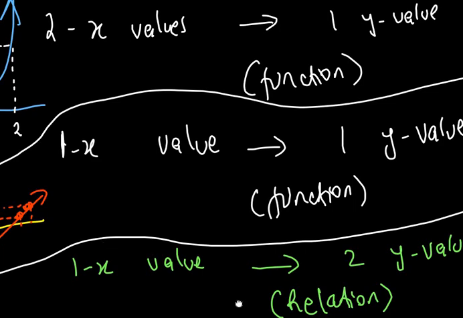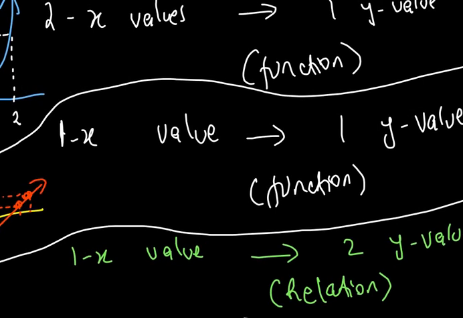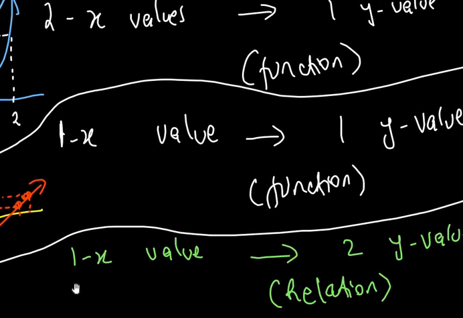But then now we have what you call a relation. A relation now is when you have two y values mapped to one x value. Now as an example, I want you to look at this. A circle. I want you to look at a circle.